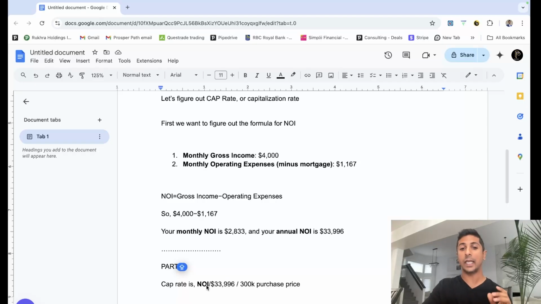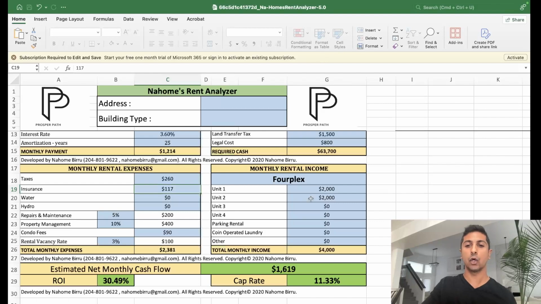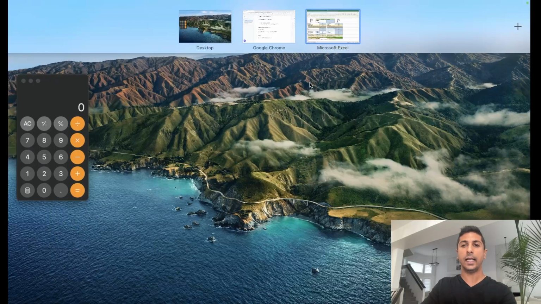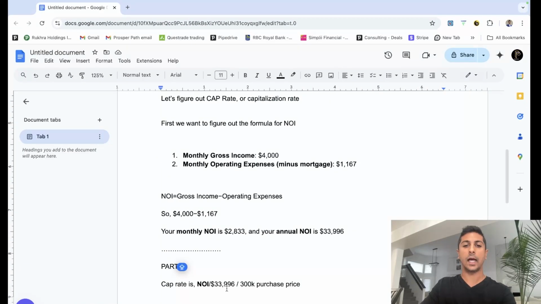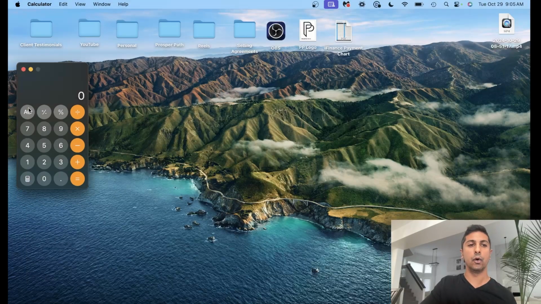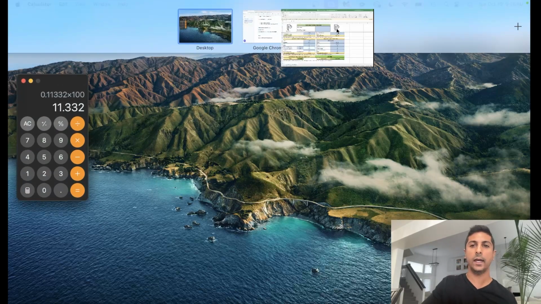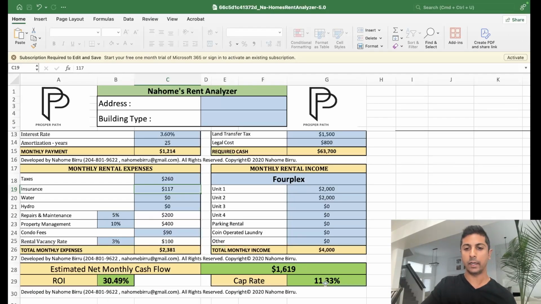So then what you do is you take your NOI and divide that over your purchase price to get your cap rate, right? Our NOI in this example was, again, let's go back here, $33,996. So here you go, $33,996 divided by $300,000, that's what we bought the property for, and that's going to give you 0.1133. You always take this and multiply by 100 to give you an even number. So 11.33. Let's go back here, and again, you can see my cap rate here is 11.33.